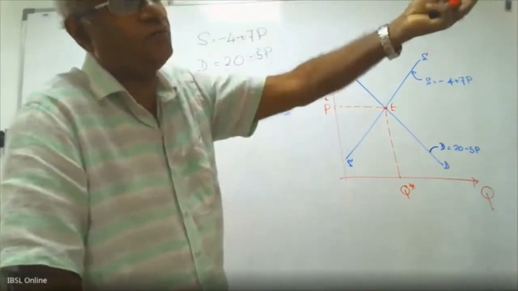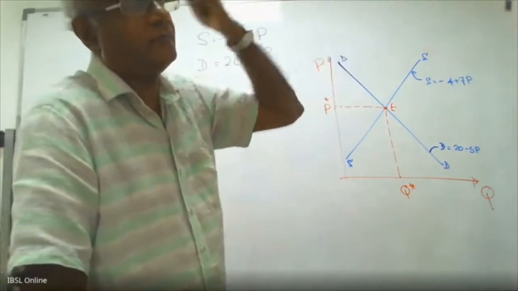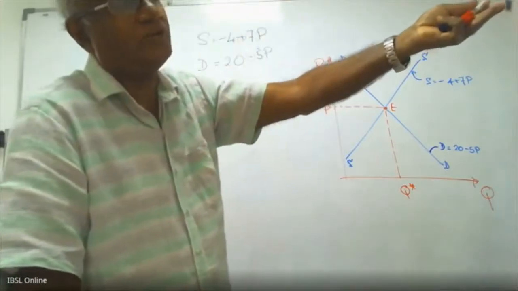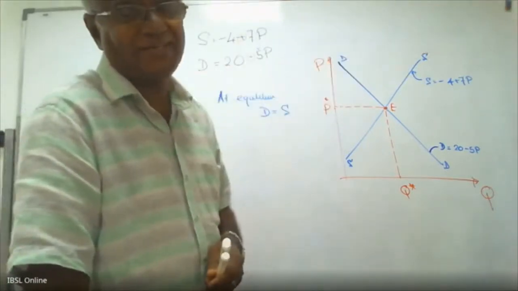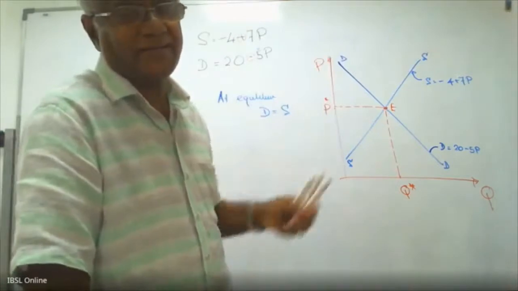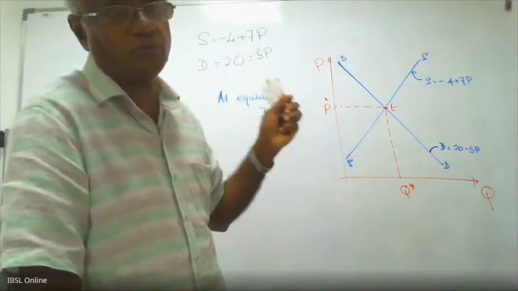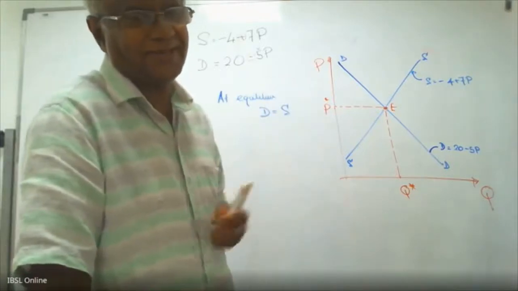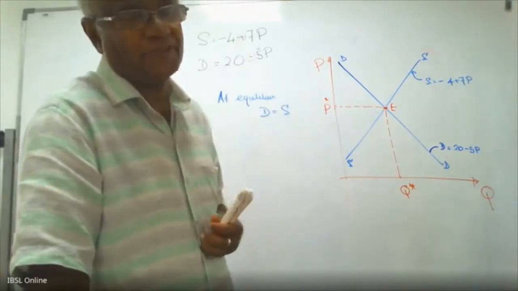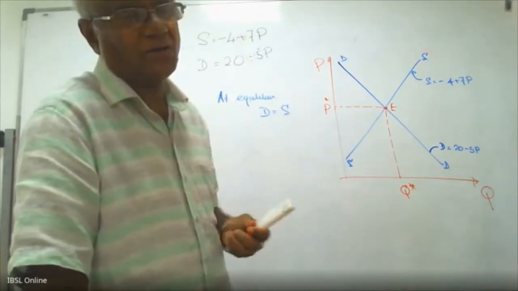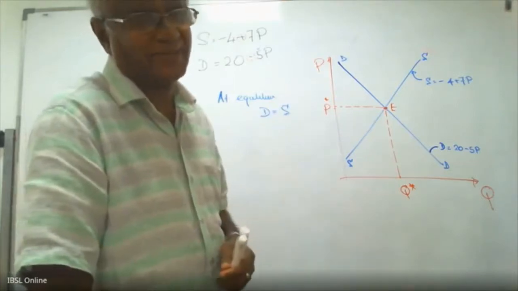Consumers are willing to buy Q star at P star. Producers are willing to sell Q star at P star. No excess demand, no excess supply. If you calculate this in the examination, this statement is a must, very important. That explains the economics of market forces. All other things are mathematics.